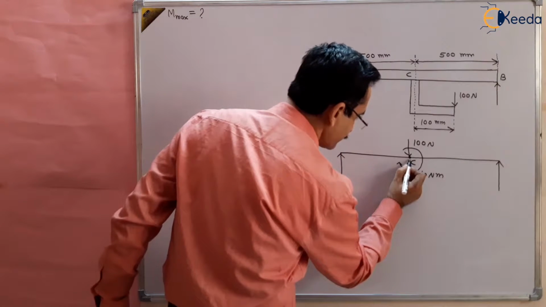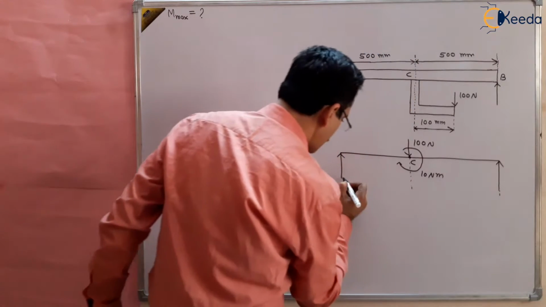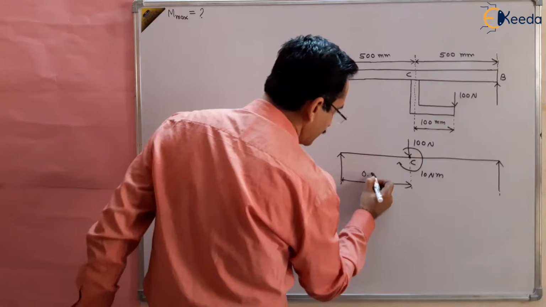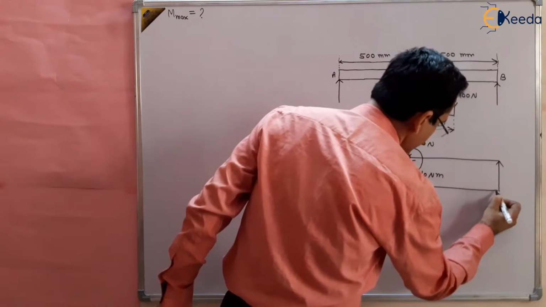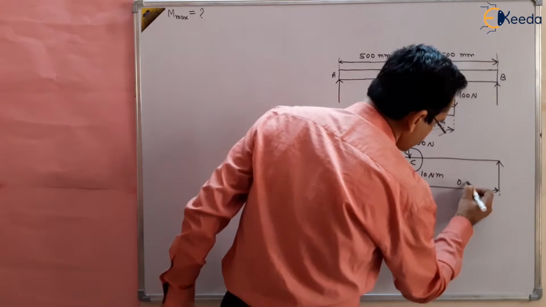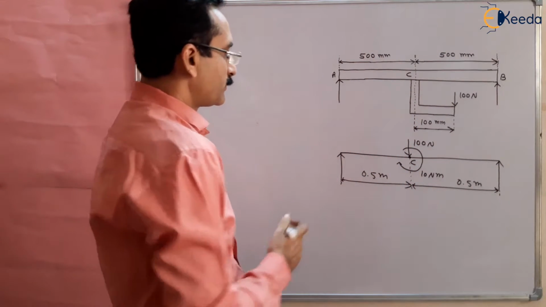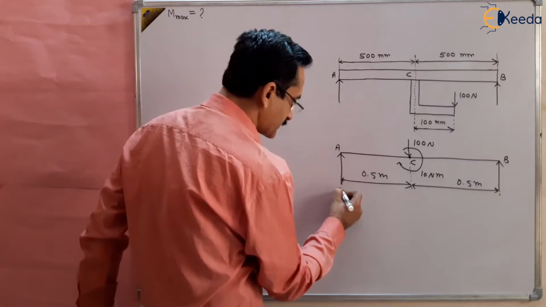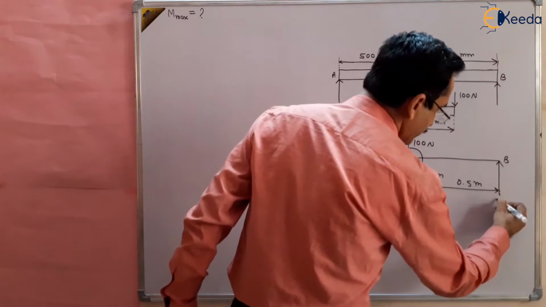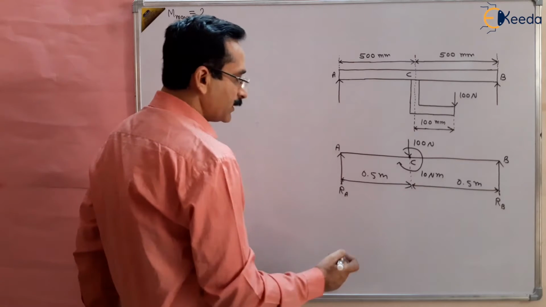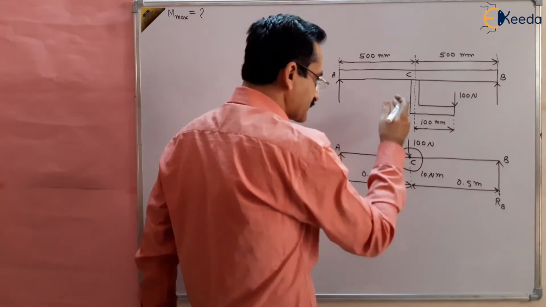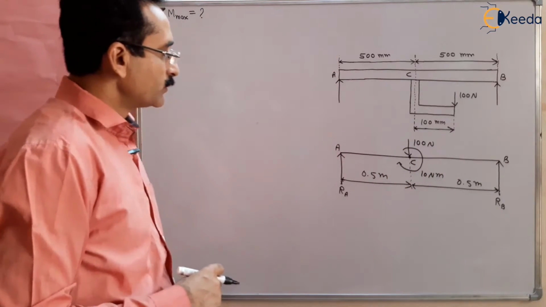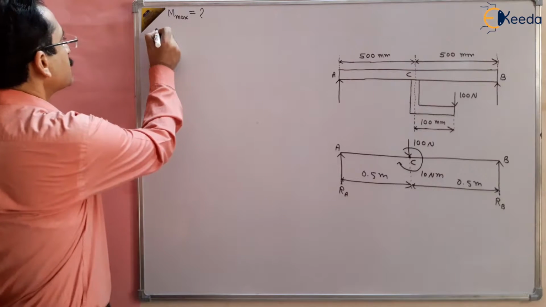Because we have to give the answer in Newton meter, this distance is 500 mm, meaning 0.5 meter, and this distance is also 0.5 meter, right? At points A and B there are reactions, RA and RB, which are unknown to us, and by finding RA and RB we can draw the bending moment diagram. The loading at the center is a 100 Newton direct load and a 10 Newton meter couple. So first find out RA and RB. Let us solve this question.